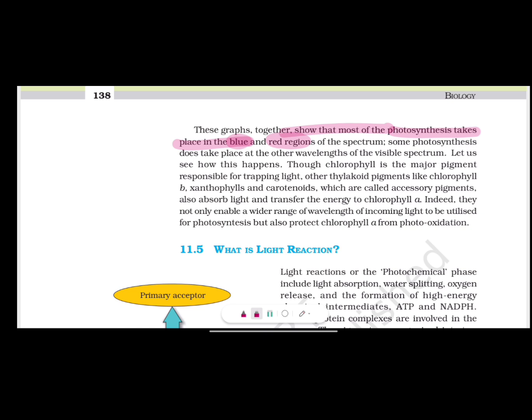In the blue and red region, the rate of photosynthesis is higher. Some photosynthesis does take place at the other wavelengths of the visible spectrum. In the other wavelengths of the visible spectrum also photosynthesis takes place, but in the blue and red region it takes place the most, more quickly. Let us see how this happens.